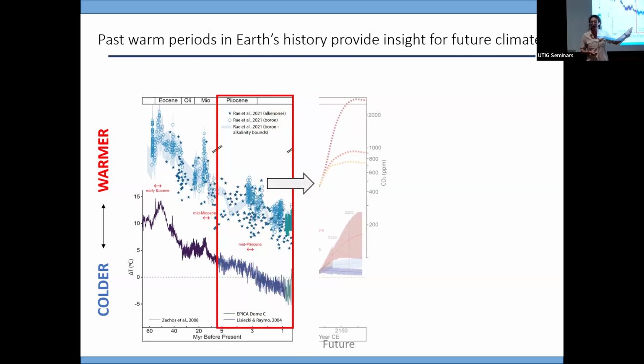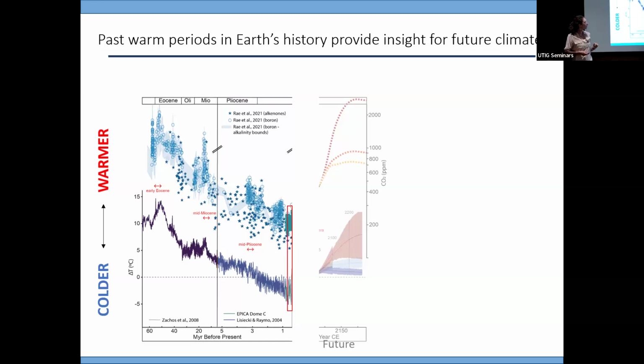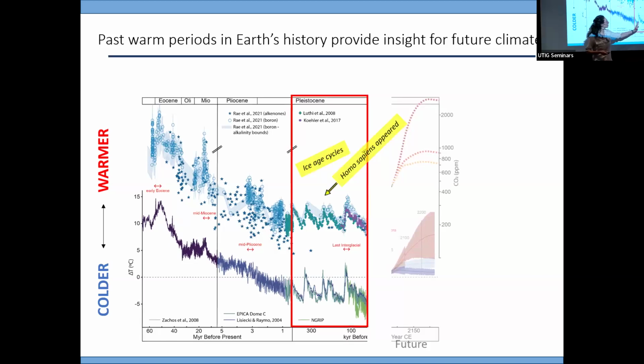Now we see the Pliocene. Here, CO2 is approximately modern. This is what we often look to this time period as a modern or future analog. Again, if we take the last few 100,000 years and expand that out, now we see the glacial cycles of the Pleistocene. We see this classic sawtooth shape. And with these glacial cycles, this is the envelope of climate variability. This is what we talk about in terms of natural climate variability. And humans first appeared during this time period.